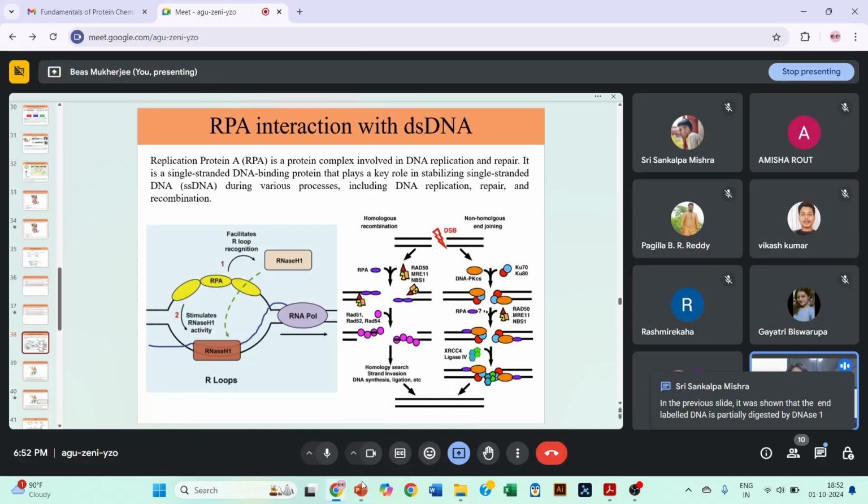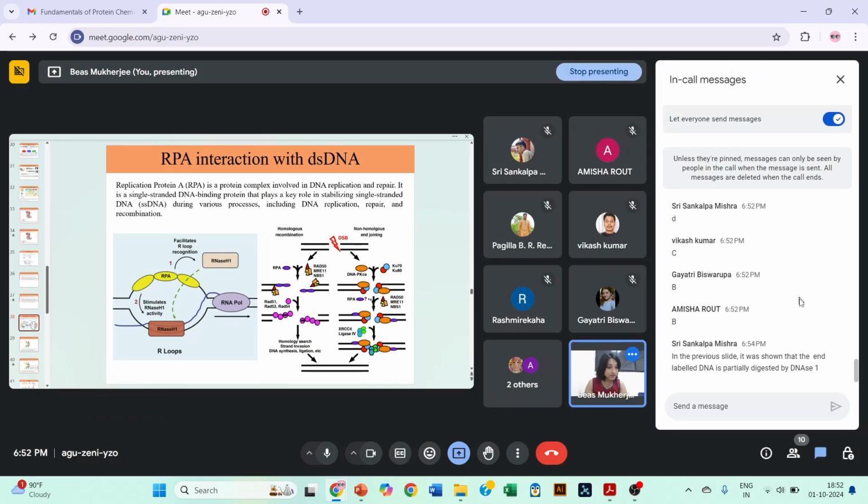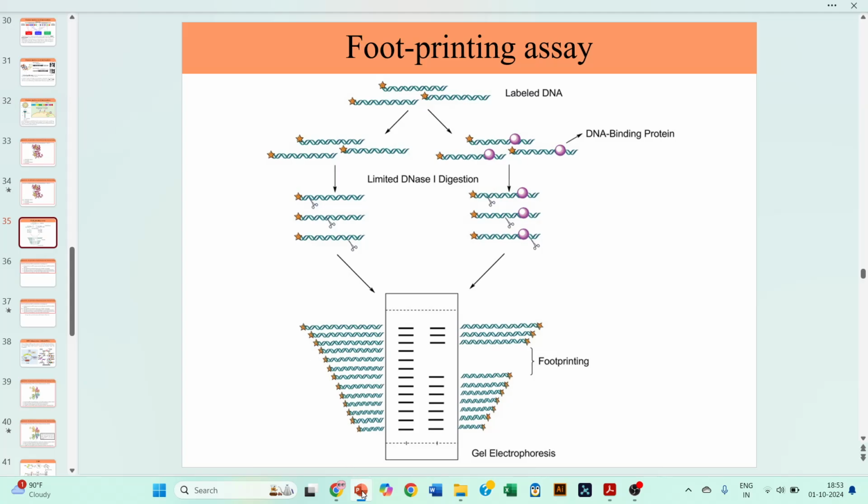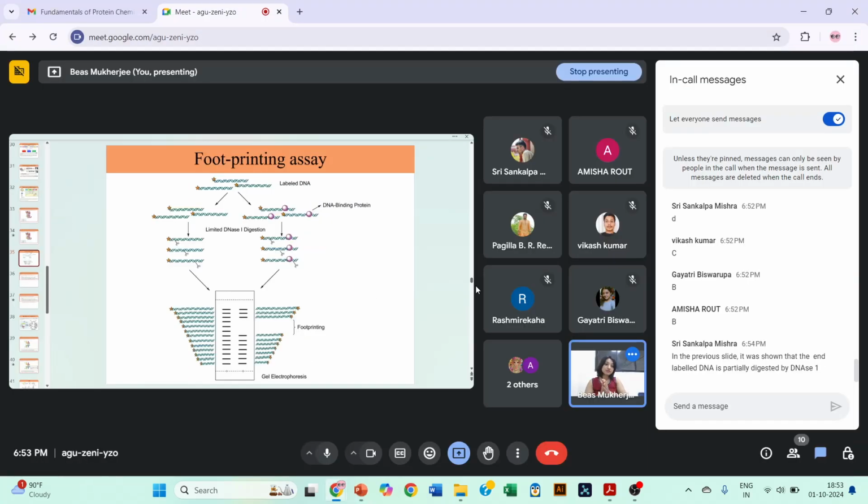So replication protein A. In the previous slide it was shown that at the end, DNA is partially digested by DNase 1. Yes, that is true. It is partially digested. Why is it called partially digested? That is because it is not completely digested, because you have this DNA binding protein bound to the DNA. That is why complete digestion by DNase 1 is not possible. That is why it is partially digested.